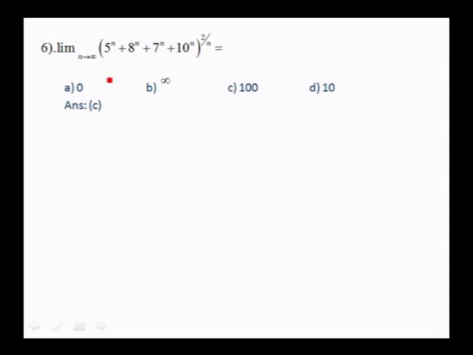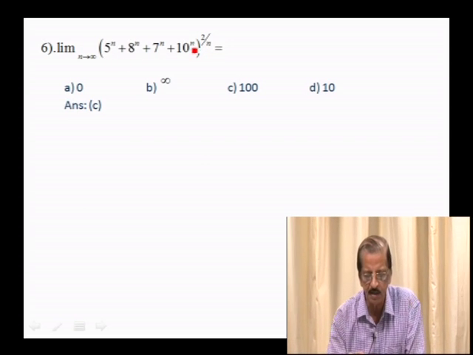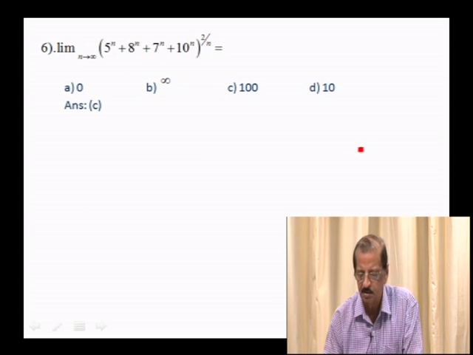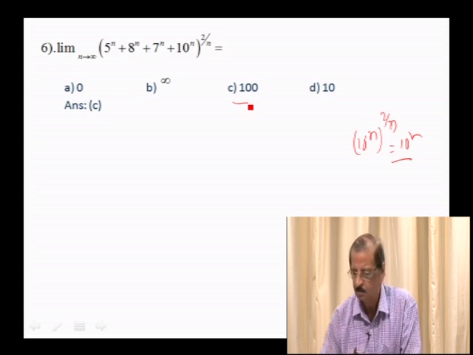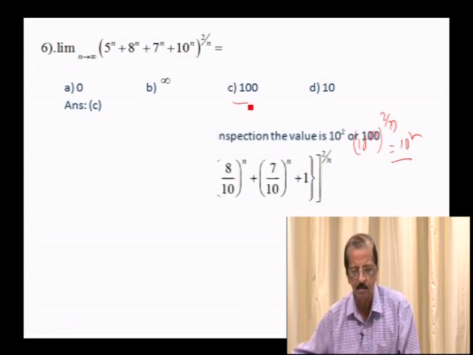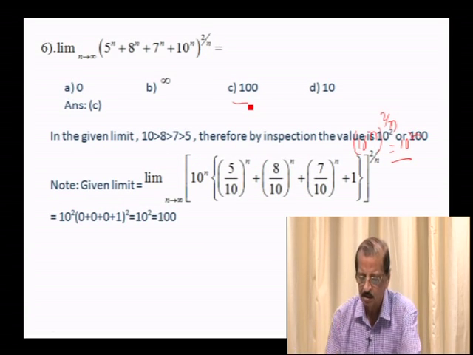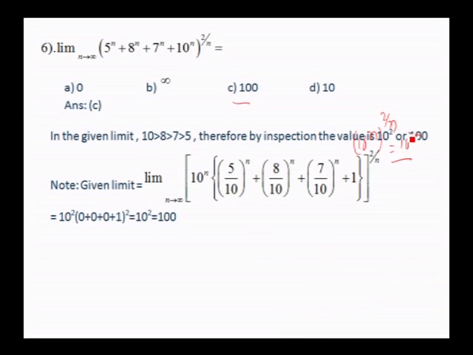Limit n tends to infinity of 5 to the power of n, 8 to the, I have already told this in the synopsis. Whenever this kind of question comes, you look at which is the large number inside; 10 is the large number. So 10 to the power of n, whole to the power of 2/n, you get 10 square is the answer, 100 is the answer. So that is very easy for you. 10 square or 100, because by inspection you find that 10 is the larger one, so 10 square.